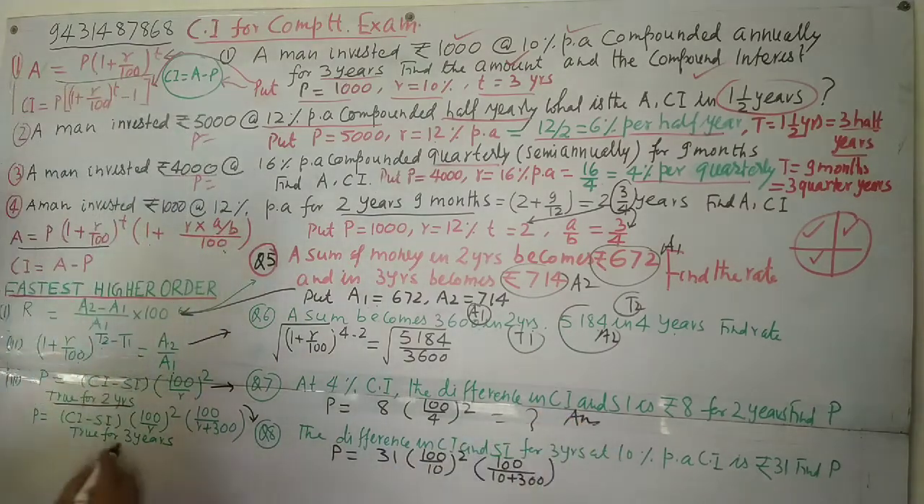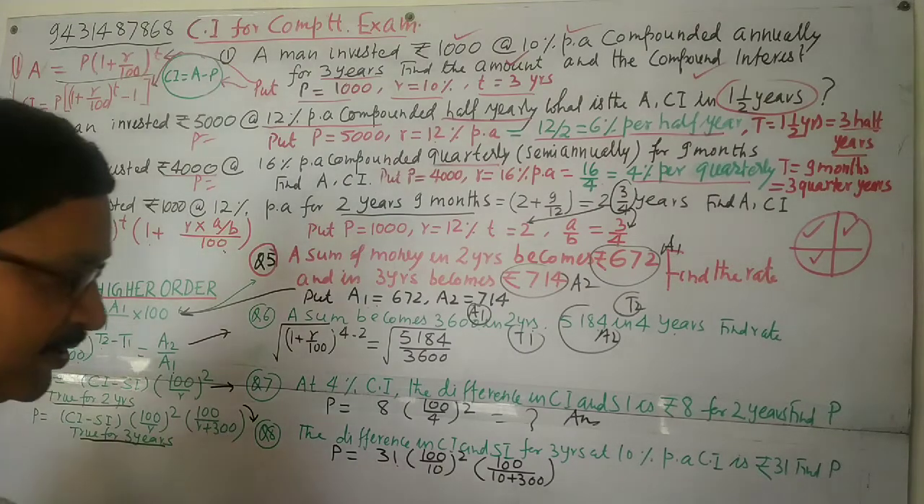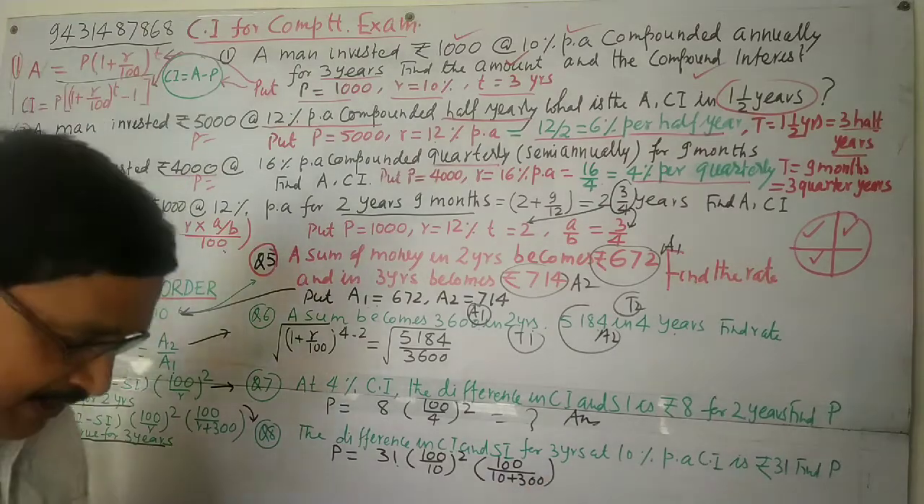Now likewise for 3 years exclusively, use this formula. The problem is this: the difference in CI and SI is 31. Use (100 by R) into (100 by R plus 300). So simplify and get the answer.